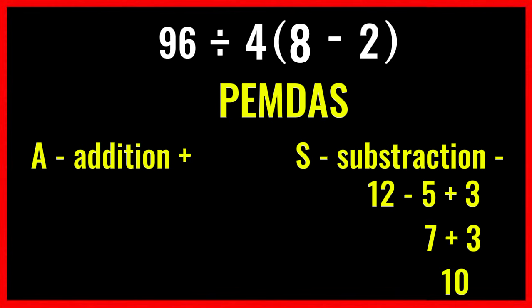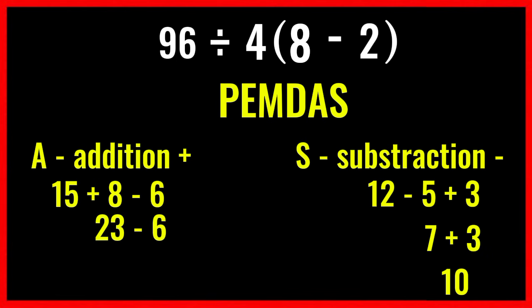Another example, 15 plus 8 minus 6. 15 plus 8 equals 23. 23 minus 6 equals 17. Now you know the complete order. Parentheses, exponents, multiplication and division from left to right. Addition and subtraction from left to right.